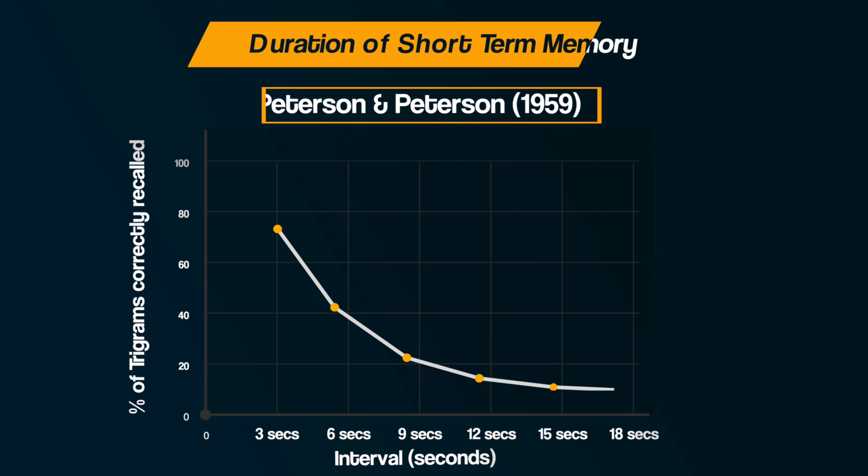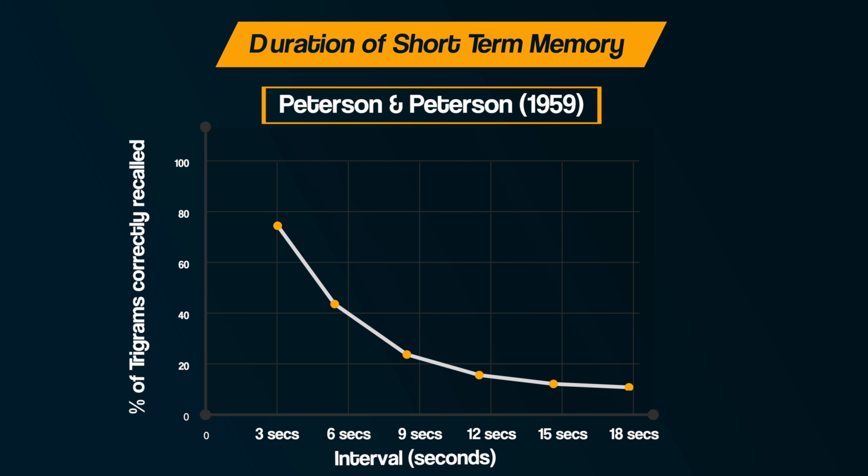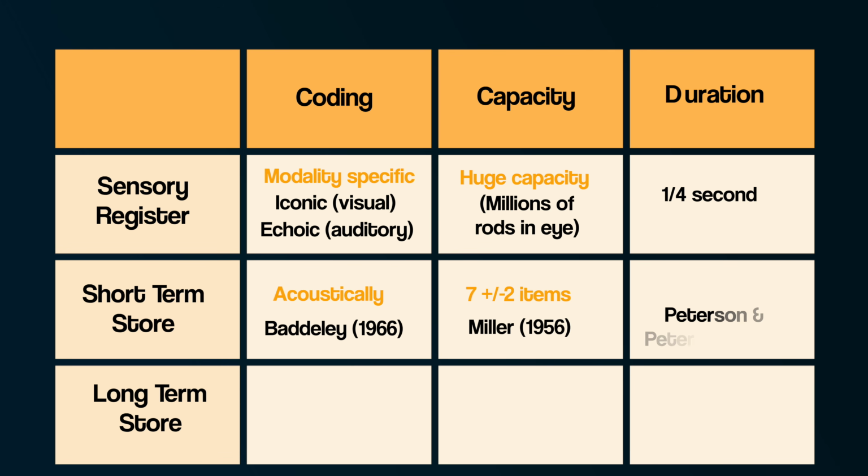We know the duration of short-term memory from Peterson and Peterson's 1959 study, where participants were given trigrams to remember and asked to count backwards to prevent rehearsal. They found that after about 18 to 30 seconds, recall dropped significantly, showing short-term memory has a short duration without rehearsal. If we rehearse it enough, it moves into long-term memory. This is where information is stored permanently with an unlimited capacity.